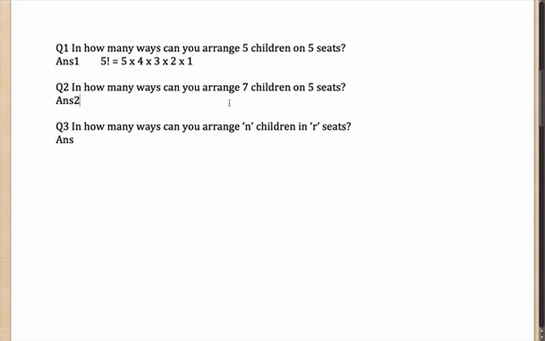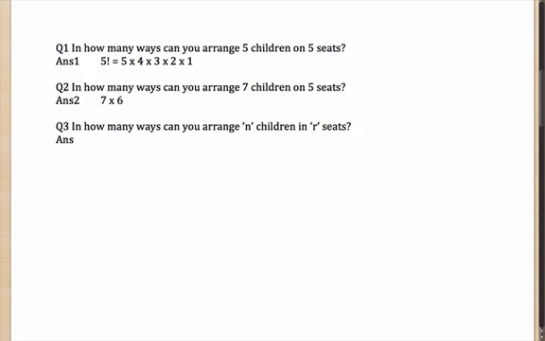Now, what happens if instead of the number of children and seats being equal, it is different? That is, you have to arrange 7 children on 5 seats, as shown here. In that case, on the first seat, how many children are possible? Any of the 7 kids can come there.